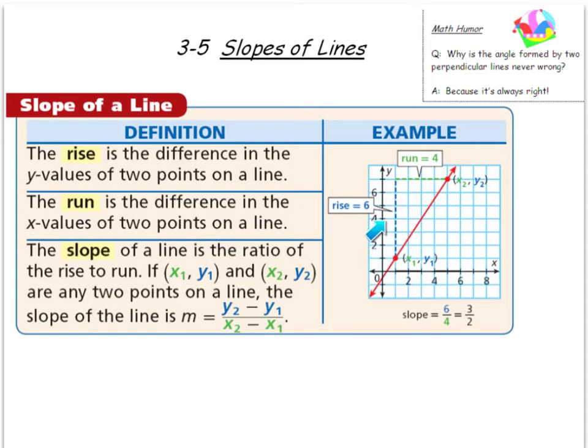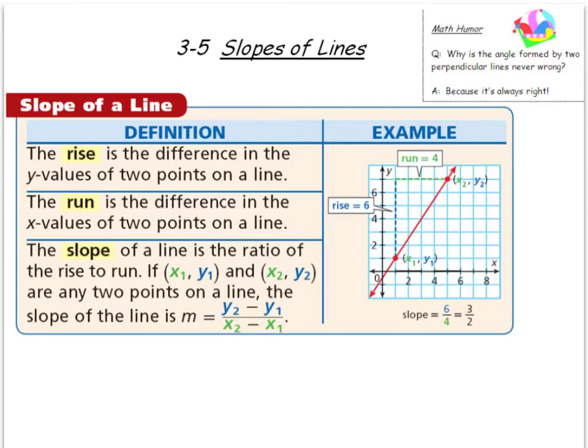So in the example they have on the side, the rise is 6 because the line travels up 6 units, and then the run is how much it travels along the x direction, so either left or right. So in this case, after we rose 6 units, we traveled right 4 units, so my run was a positive 4.